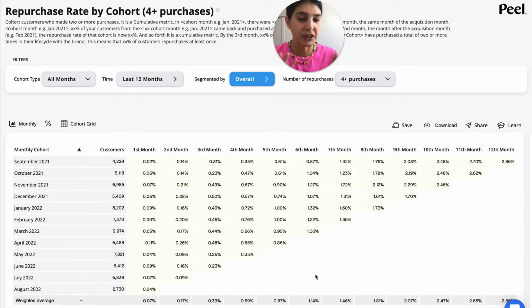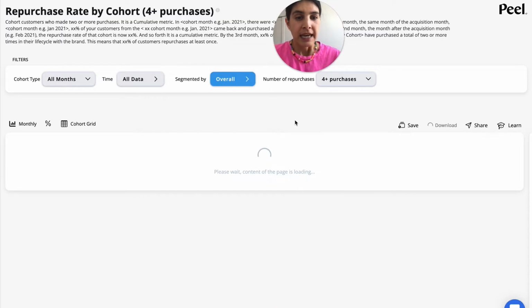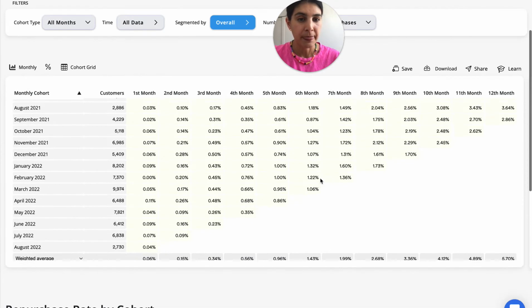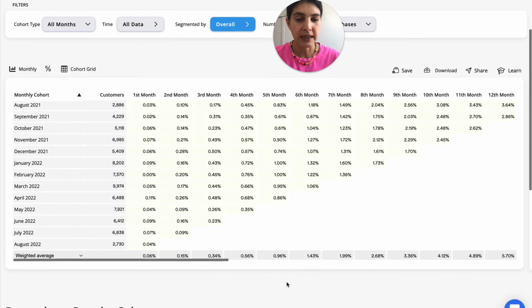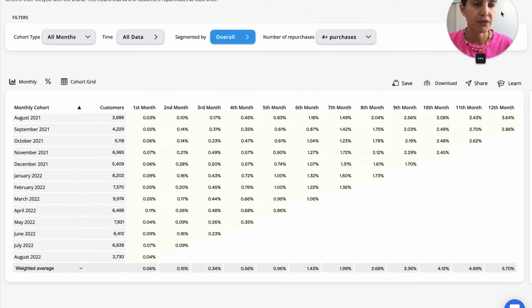And just to read this chart for you, this is looking at the last 12 months of data, but we can look at all data. Now let's go to the summary row, and let's use 6 months as the time frame, or we can use a year. We can see that within 12 months, 5.7% of customers have ordered 4 or more times.